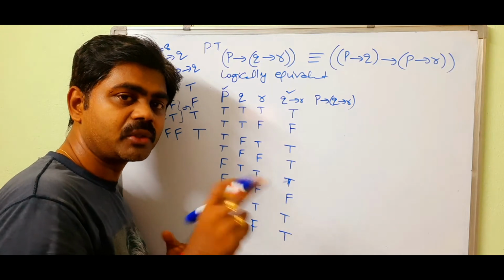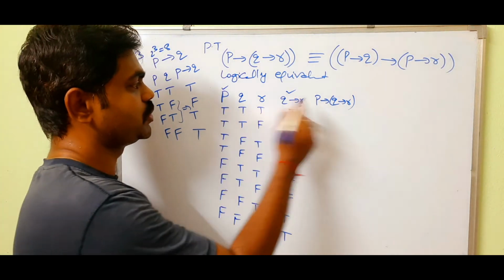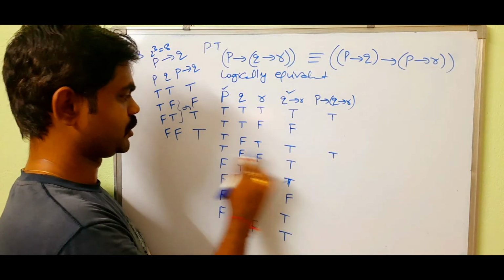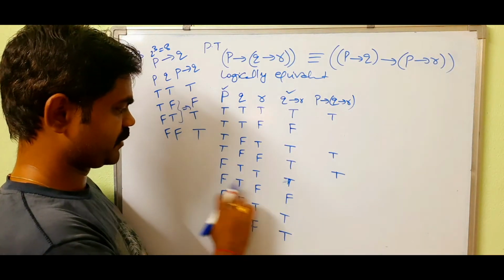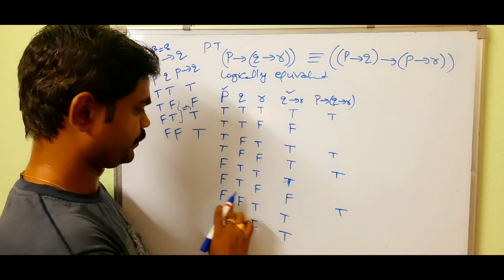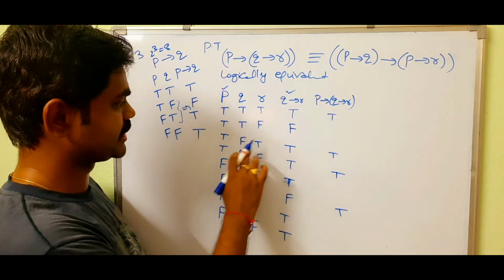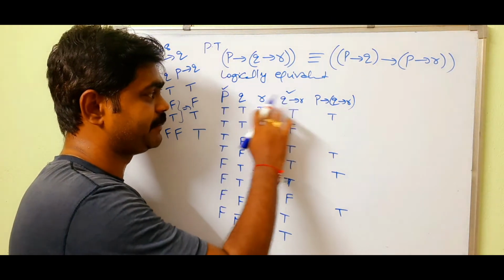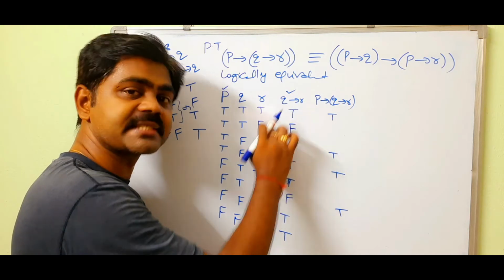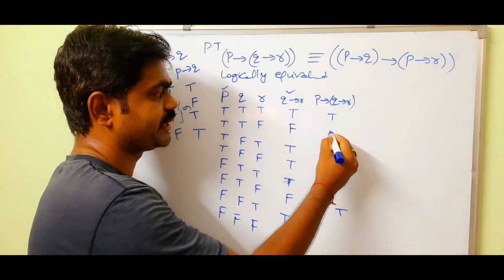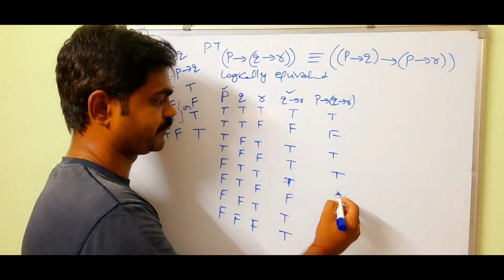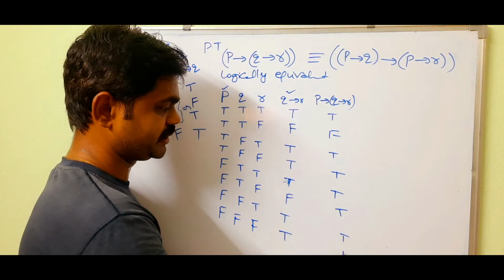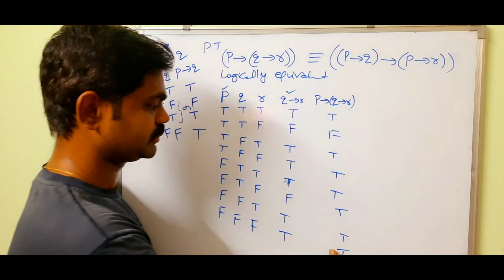First check true, true, true, false, false, true. So true, true, true, true, true, true, true, true, true, false, false, true. So remaining all cases I have different things. So now P implies (Q implies R). Now I need to write the Q implies R values. So here I have F, F. Here I have T, T. Here I have T, T. Here I have T, T.